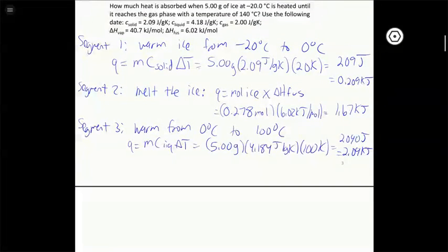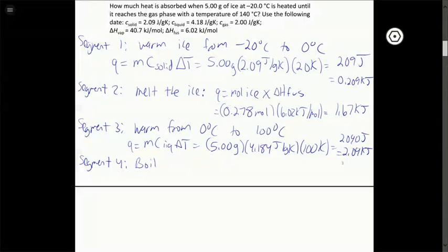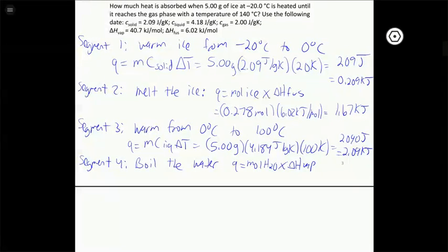All right, segment 4 is going to be the phase change going from liquid to gas. That's boiling the water or vaporizing the water. And again, for any phase change, the heat is just going to be the moles of that substance times the delta H for that phase change, which in this case is vaporization. Okay, so make sure we use the correct value here. It's vaporizing now, going from liquid to gas.